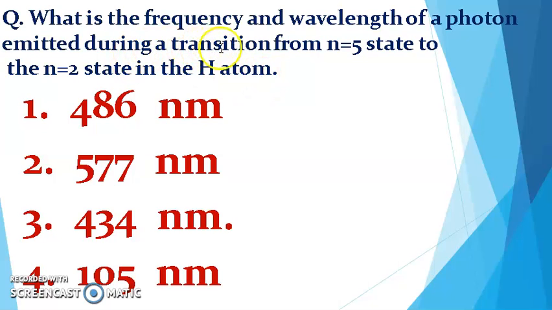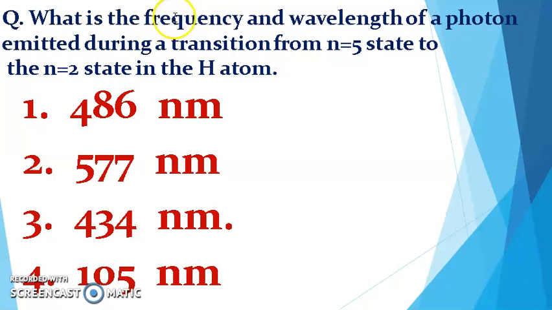Okay, so here they have mentioned that there is an emission. Emission means that the electron is making a transition from the higher energy level to the lower energy level. The higher energy level is here, n equal to 5, and the lower energy level is the n equal to 2 state. So the transition happening here is called emission.